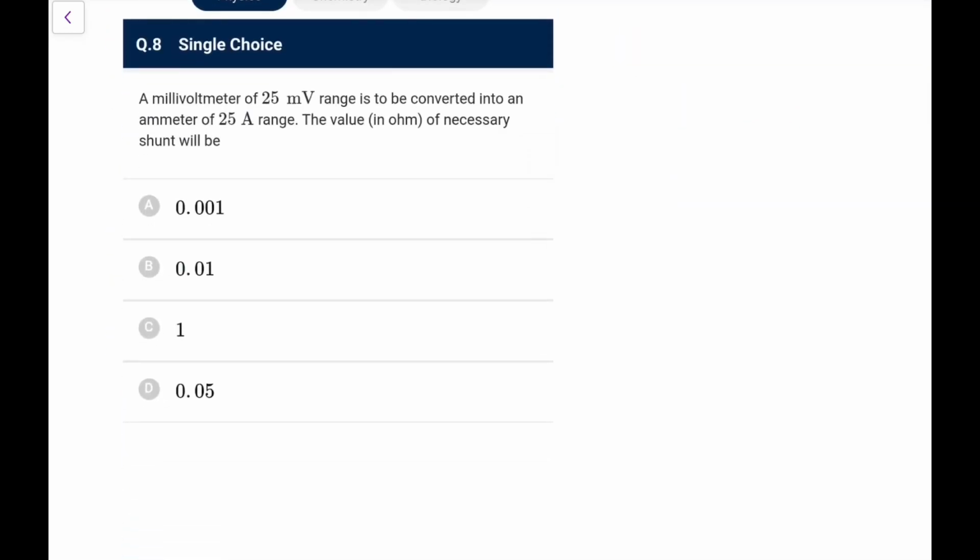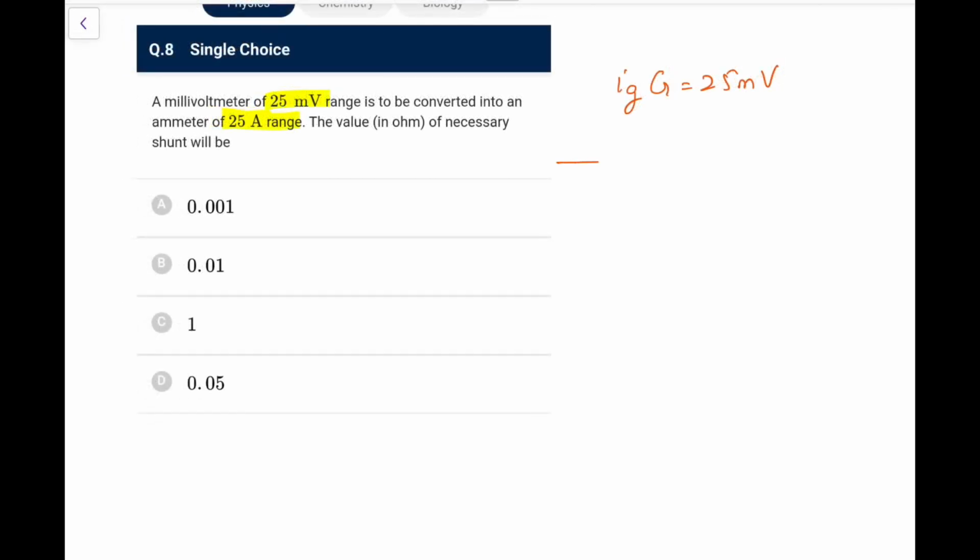Next. A millivoltmeter of 25 millivolt range is to be converted into an ammeter of 25 ampere range. The value of the necessary shunt will be, okay, so it has 25 millivolt, that I can treat as Ig into G is equal to 25 millivolt. Treat it now as a galvanometer, you can treat it like this. This is a galvanometer and we know this drop is 25 millivolts.